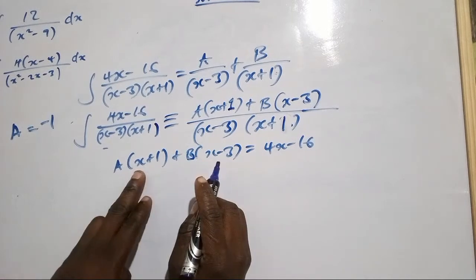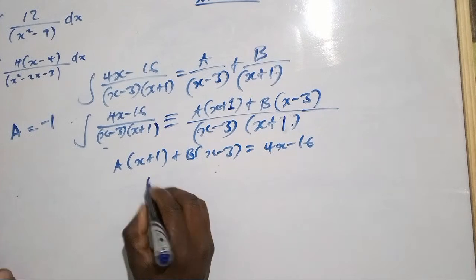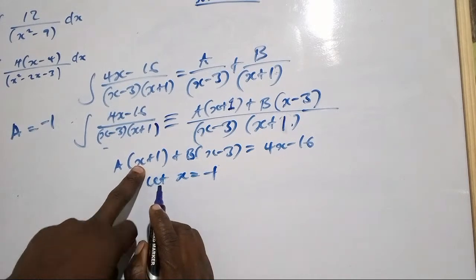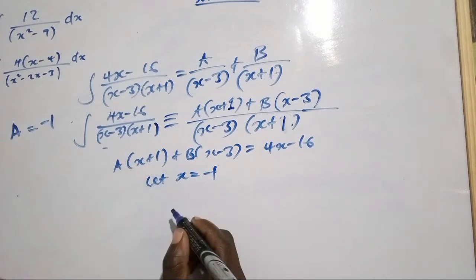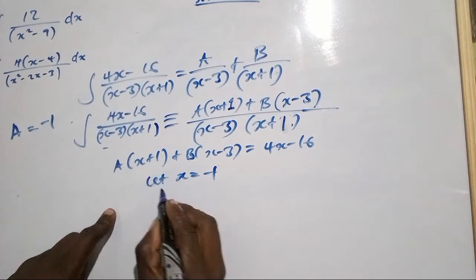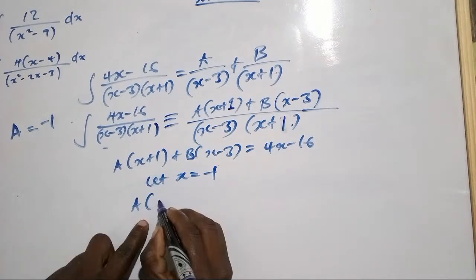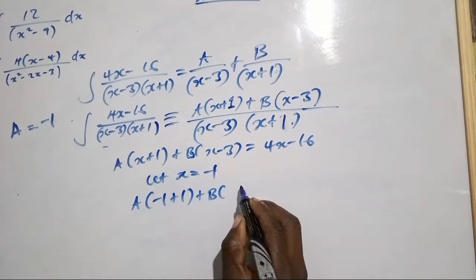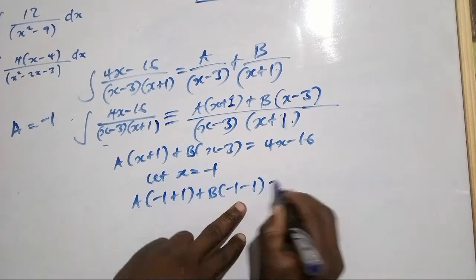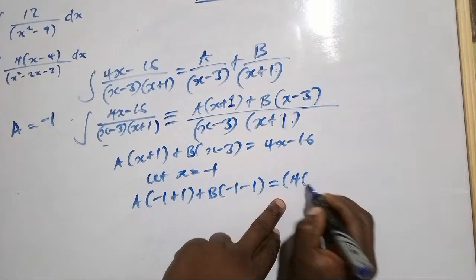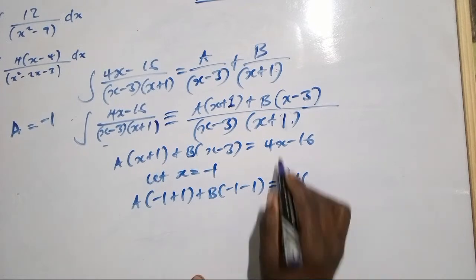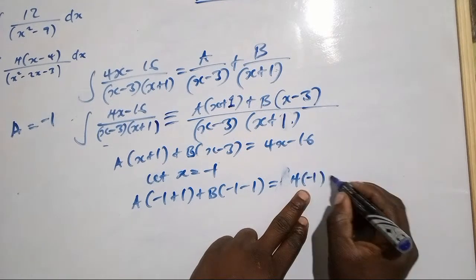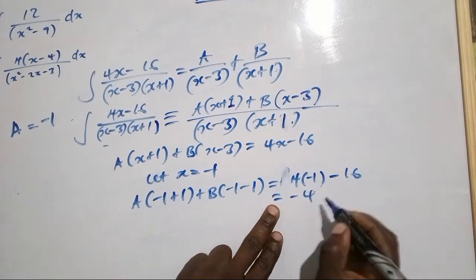So for b, we are going to let x be equal to -1, because when you substitute -1 where there is x, we have -1 equals 4 open bracket -1 minus 4, then minus 16, in which we are going to have -4 -16.